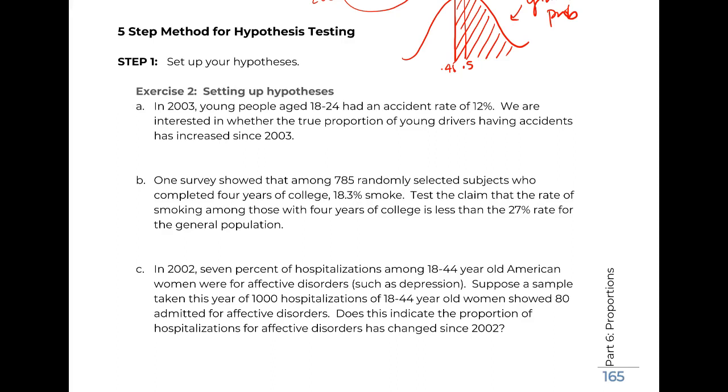So the first one, we have an accident rate of 12% from 2003, and we're interested in whether that true proportion having accidents has increased since 2003. So our null is going to be that it's still 12%. Nothing has changed, right? We always have, I can't emphasize this enough, we always have an equal to in our null hypothesis. And our alternative, still about P, still about that 12%, but now we're looking at that keyword of increased and realizing that that tells us that we want to say that P is now greater than 0.12. So we'd have a right-tailed test.